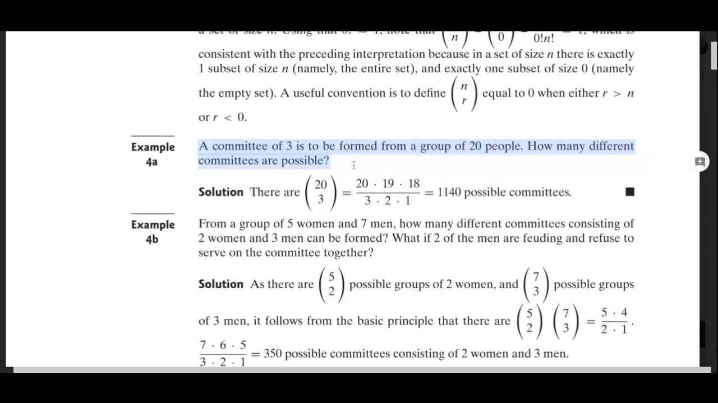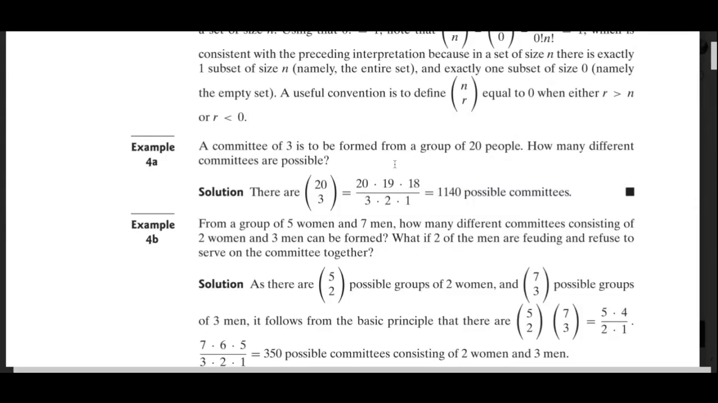We just do combination. So out of 20, choose 3. There's 20 factorial divided by 20 minus 3, 17 factorial. You see, this is 17 factorial in the numerator, 17 factorial in the denominator, already being cancelled. Then divided by 3 factorial, which is 3 times 2 times 1, which in the end, the 1140 possible committees can be formed.